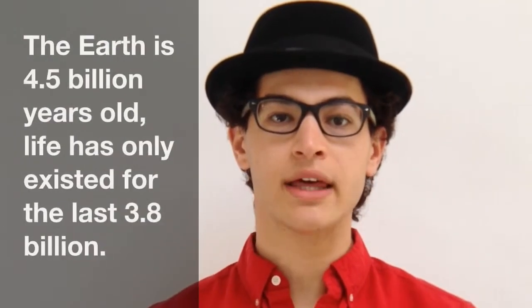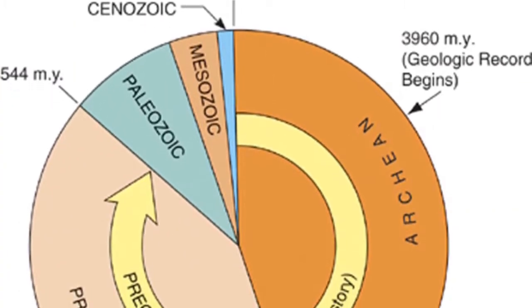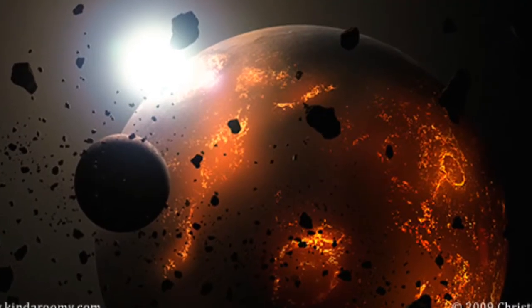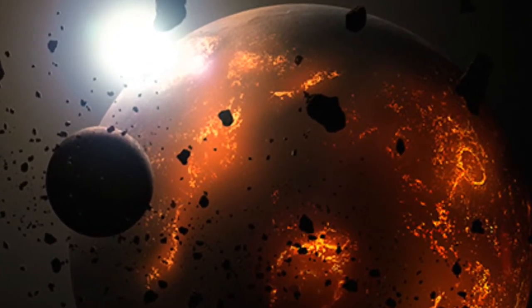The Earth is really old, about 4.5 billion years old, but the first life didn't evolve until about 3.8 billion years ago. This is because early Earth was too hot to support life. It was molten lava and it was bombarded from space with meteorites. When it finally cooled and the first oceans formed, bacteria evolved in the Archean eon.